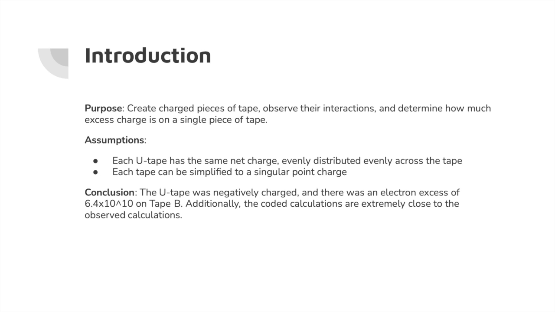As you will see, this experiment demonstrated that the U-tape was negatively charged, with an excess of 6.4 times 10 to the 10th electrons on a single piece of tape. Additionally, the comparison between observed and coded calculations are extremely similar, if not identical.